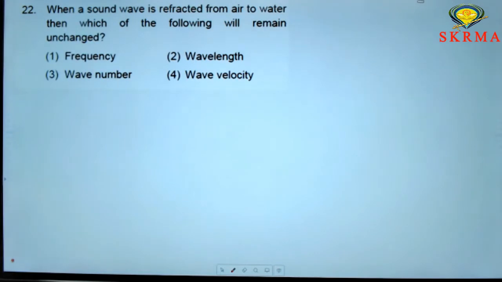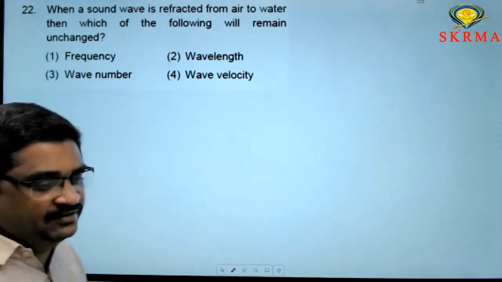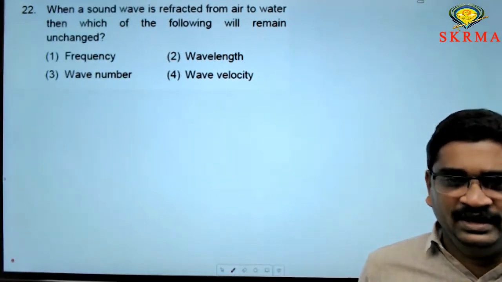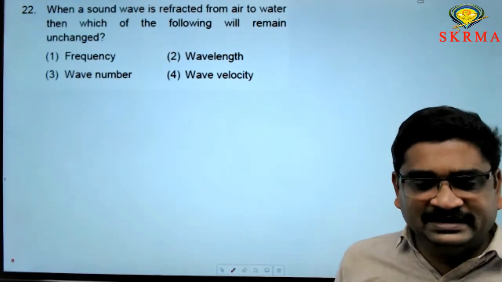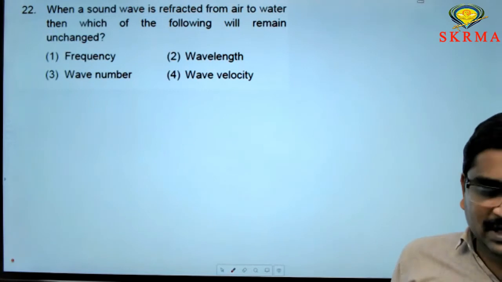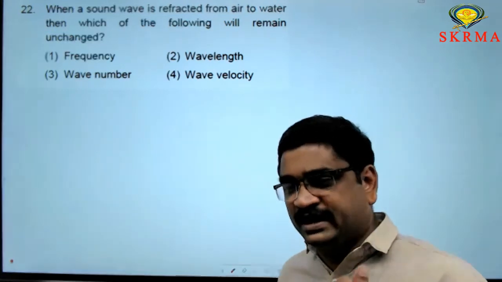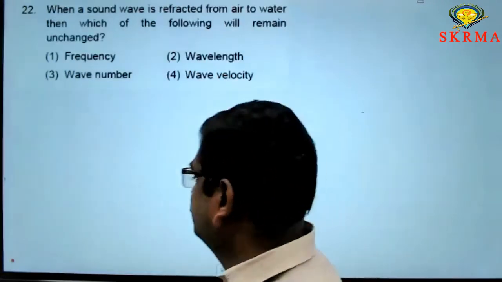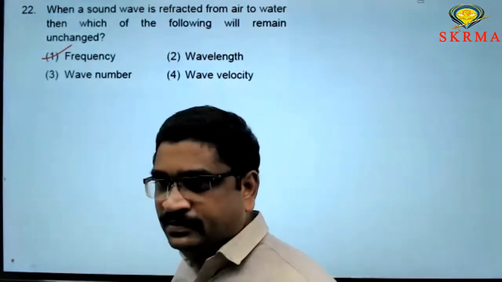Next. When a sound wave is refracted from air to water, so any wave traveling from one medium to other medium, then which one is constant? Frequency is constant in any lesson, either a light lesson or a sound waves lesson. If a light wave, any wave travels from one medium to other medium, then which one is constant? Frequency is constant.